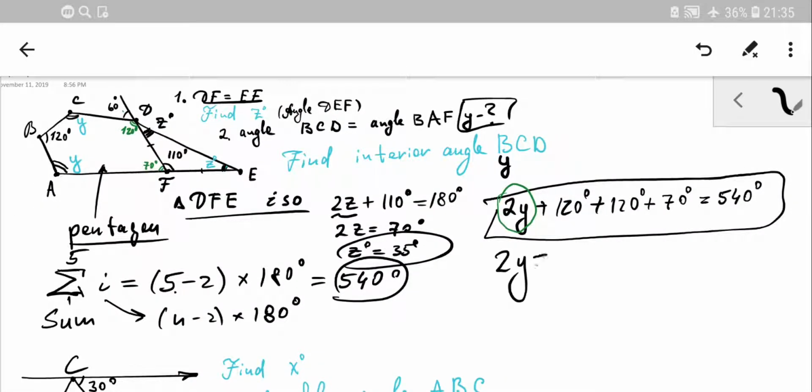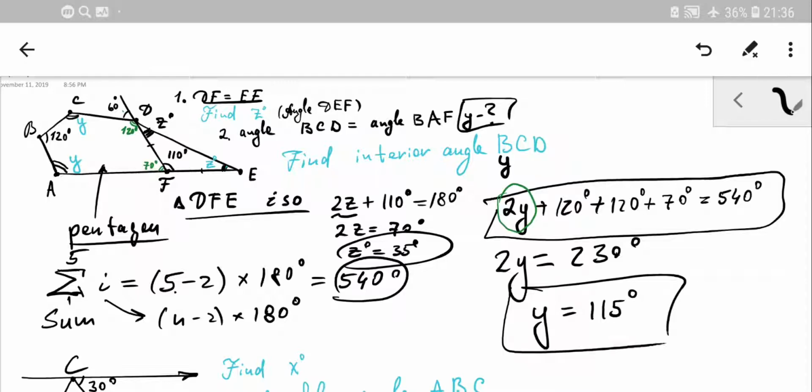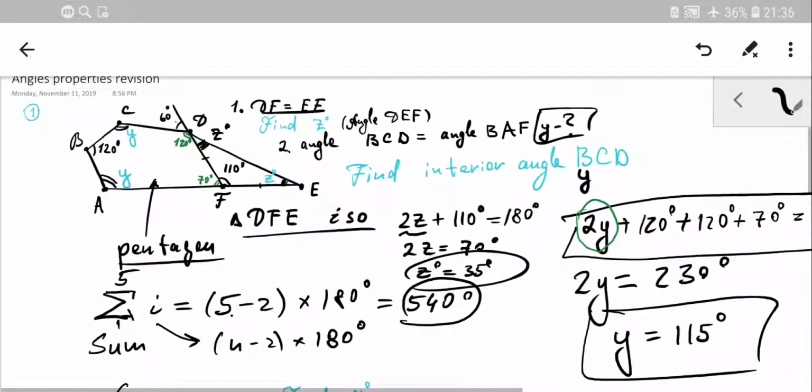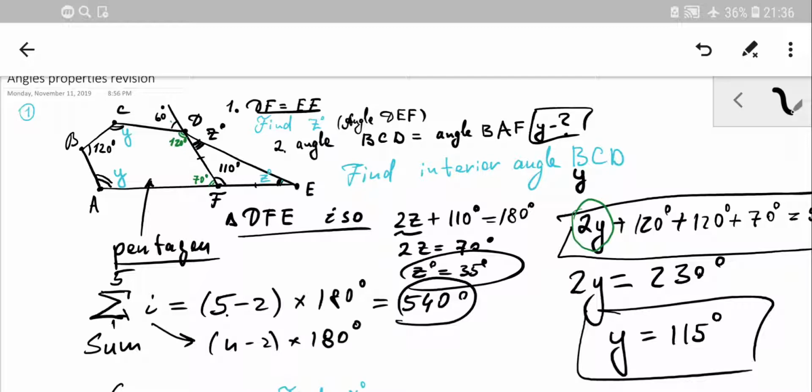So 2y equals, let's calculate quickly, 540 minus the rest of all the angles. 540 minus what we have, 240 and 70. In total we have 230 degrees for two angles. For each one we split by 2, and so we get 115 degrees. So that's the final answer to the second question: y equals 115 degrees.